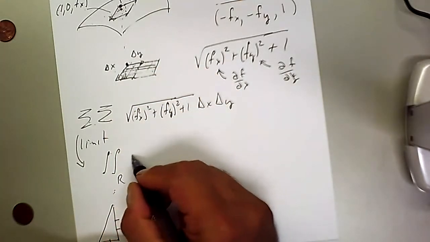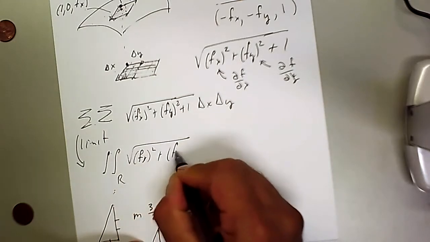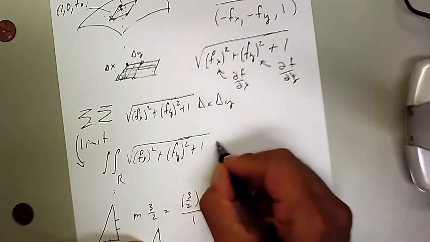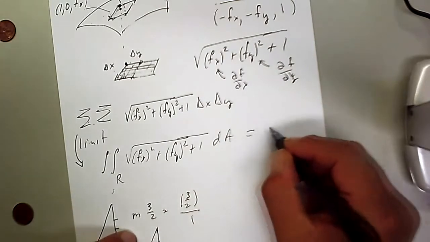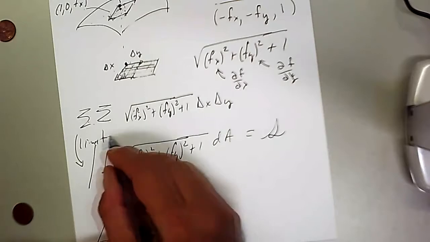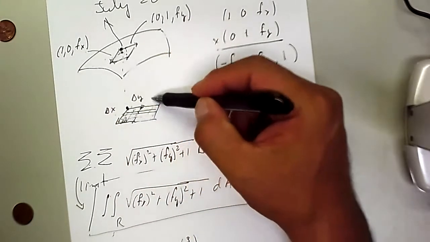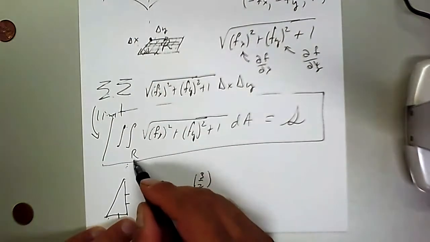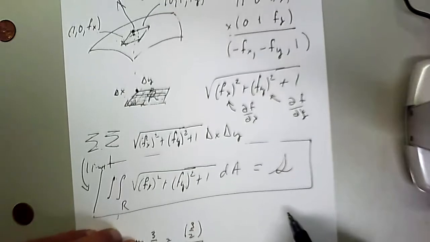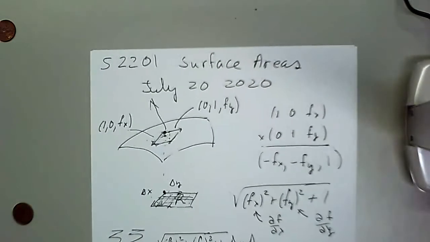Over the region, square root of f sub x quantity squared plus f sub y quantity squared, add 1, and then with respect to the area. So that is the formula for the total surface area of a surface above a certain region R. So assume the region R is this one, down here. And then we can add all of that together to get the corresponding surface area. Let's do a practical example.